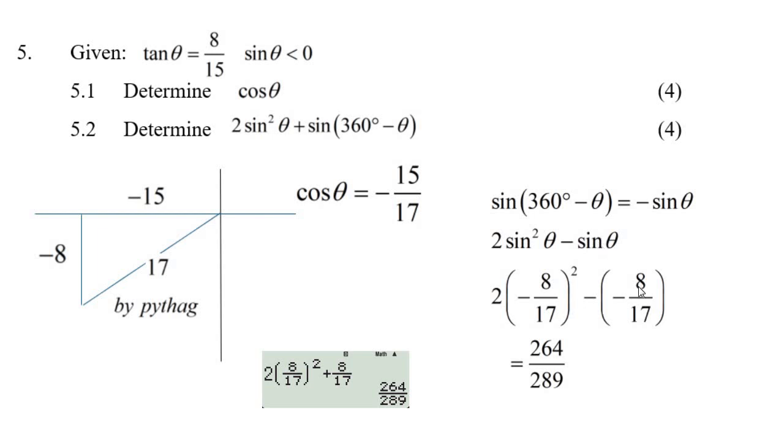But hey, sine theta is minus 8 over 17. Minus 8 opposite over hypotenuse. This one, we're supposed to take sine theta and square it. So it's 2 times minus 8 over 17 squared, minus minus, which will be plus 8 over 17. I put it in my calculator, and I got 264 over 289. And that's the answer. There's the last question.